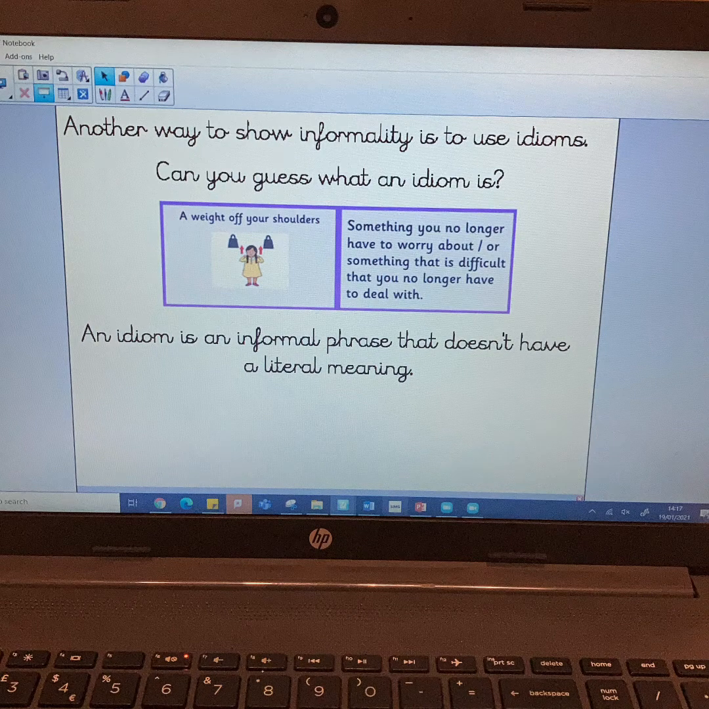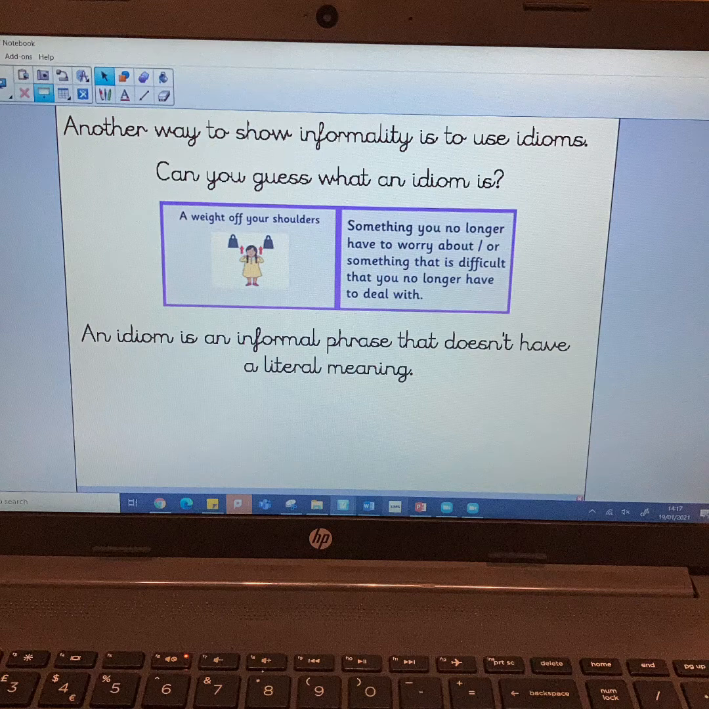Okay, so what I mean by that is, it is not that there is weights on your shoulders and that when you no longer have to worry about something, those weights have disappeared. That's not true, is it? You don't have an actual weight on your shoulder when you're worrying about something. But you feel like you do have a weight on your shoulder. You feel like there's something weighing you down, making you feel a bit nervous. When that thing's gone, it feels like that weight has gone, that pressure has gone, it's been lifted. So an idiom is not a literal thing. It doesn't literally mean you have weights on your shoulders and they go. But it's that feeling that you kind of relaxed, that pressure has gone. So an idiom is an informal phrase that doesn't have a literal meaning.